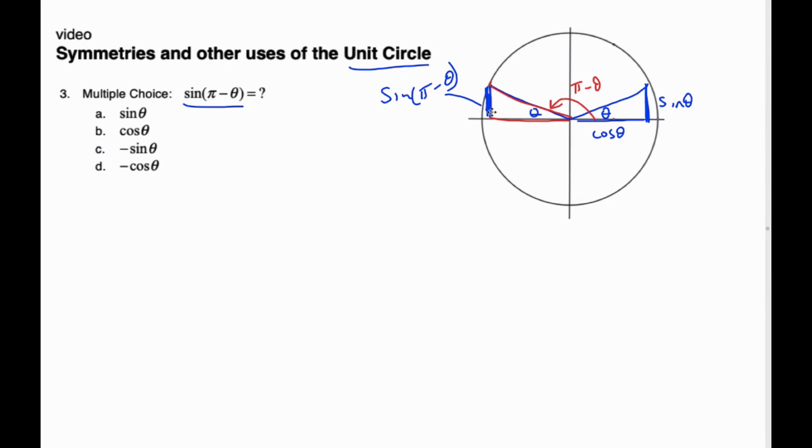Well, this value is exactly the same as this value. They are equivalent to each other. They are equal. And so this one is true. These ones are not. And so we can use the unit circle to find out different identities. Let's try another one.